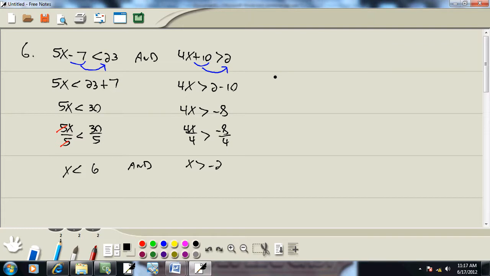Okay, so let's look at our graph to help us understand what our answer is. Let's start with this one since this is the smallest number over here. It says X is greater than negative 2. Greater than negative 2, I'd be going this way. Now the other one is X is less than 6. Well, X is less than 6, I'm going to have parentheses there, and less than goes this way.